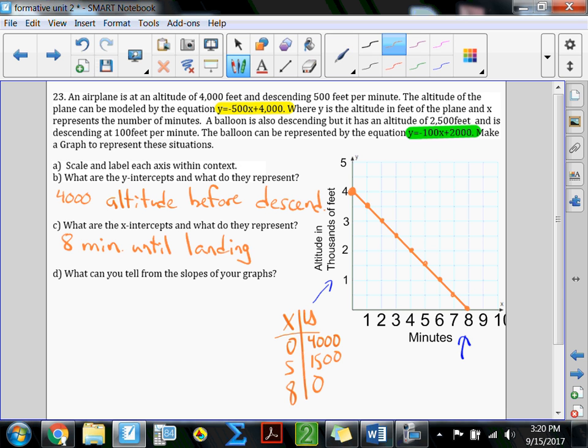I also want to graph the hot air balloon. The hot air balloon is at 2,500 feet to start. That would be my green graph. And I'm going down by 100 feet per minute. Since my boxes go down by 500 feet, 500 feet would take 5 minutes. So if I go down by 500 feet, that will be over at 5 minutes. Another 500 feet will be another 5 minutes.